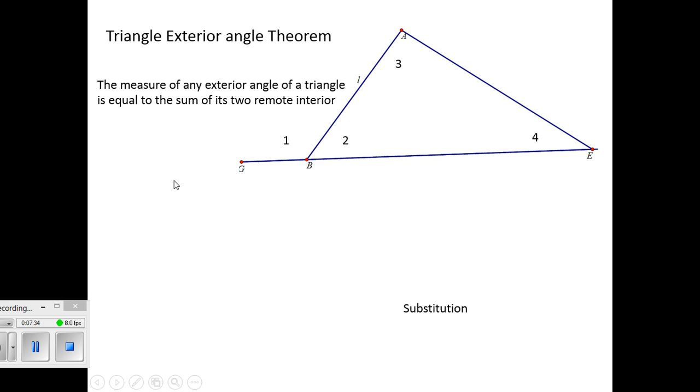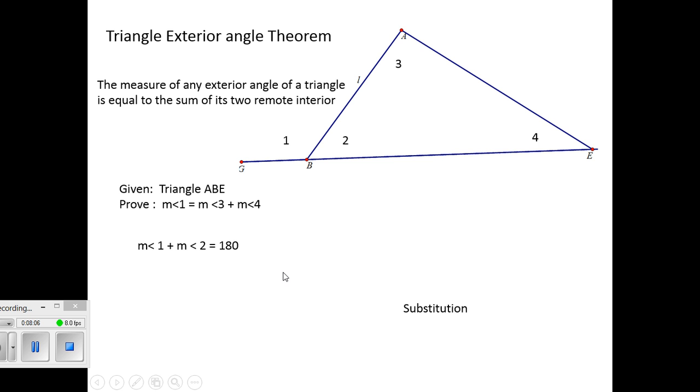What this theorem tells us is that this exterior angle, angle 1, is equal to the sum of the two remote interior angles. So we're going to start with this. All we know is that this is a triangle. In saying that's a triangle, we know that angles 2 plus 3 plus 4 equals 180. But what we want to show is that angle 1 is equal to angle 3 plus angle 4.